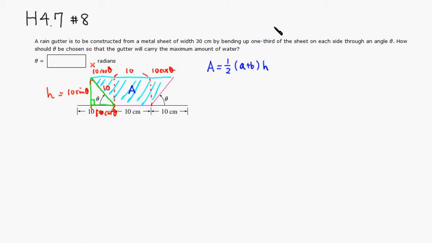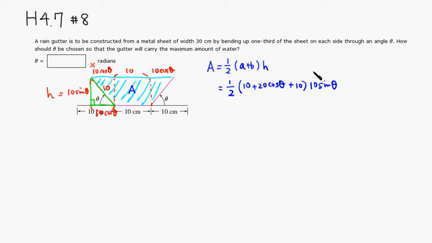So following the formula, we have 1/2 times the top side, which is 10 plus 20 cosine theta, since you have two of these, plus the bottom one, which is 10, times the height, which is 10 times sine theta. That's the function.